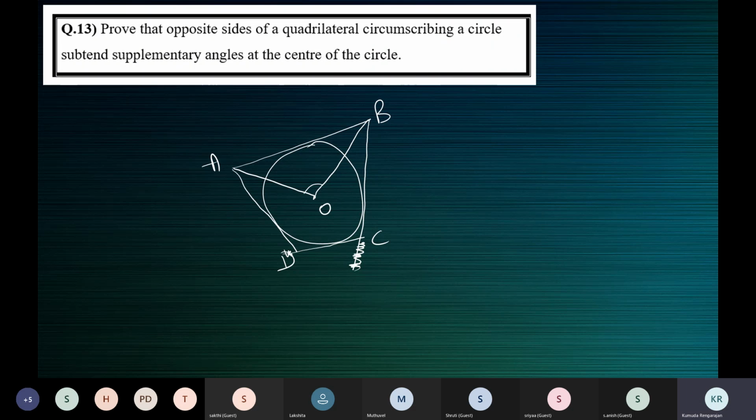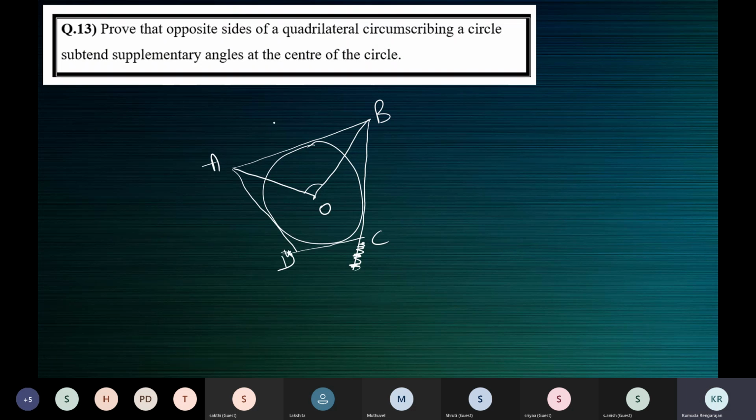You should join A to O and B to O. The side of the quadrilateral AB subtends angle AOB at the center. How do we make out that angle? You should join A to O, B to O. So you can see the angle AOB. Angle AOB is the angle subtended by the side AB of quadrilateral ABCD at the center O.